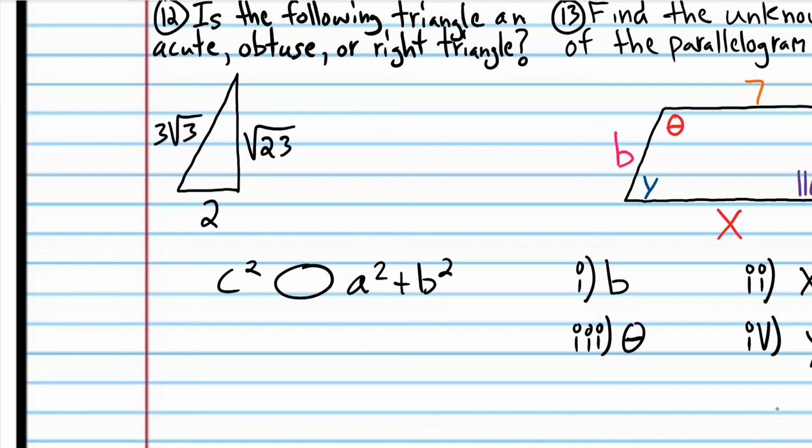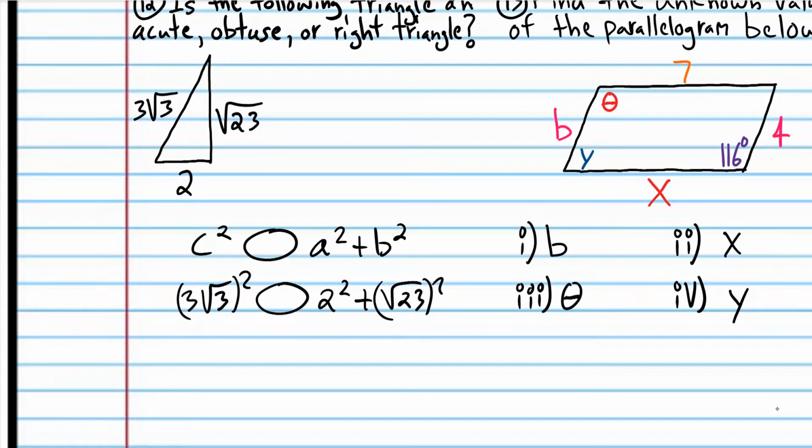So the longest side is obviously 3 root 3, so I want to plug that in here. You can see just by looking at the triangle, it looks pretty long compared to the other sides. And it doesn't really matter which side goes where on the shorter sides, A or B. And all we have to do is simplify. And 3 root 3, that's 3 root 3 times 3 root 3. 3 root 3 squared, that is.